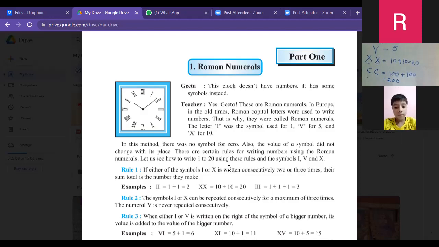Done? Yes, teacher. Till CC is done. Okay. Now I will tell you one rule. See, there is one rule for writing these Roman numerals.